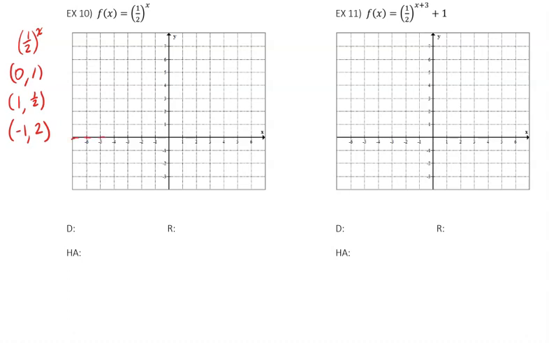And let's go ahead and put our asymptote and graph it. Got 0, 1, 1, 1/2, -1, 2. And it'll look something like that. Our domain is negative infinity to infinity. Range is 0 to infinity. And our horizontal asymptote is at y equals 0.